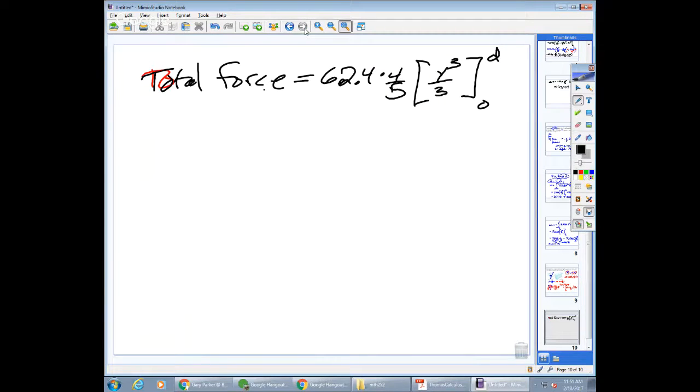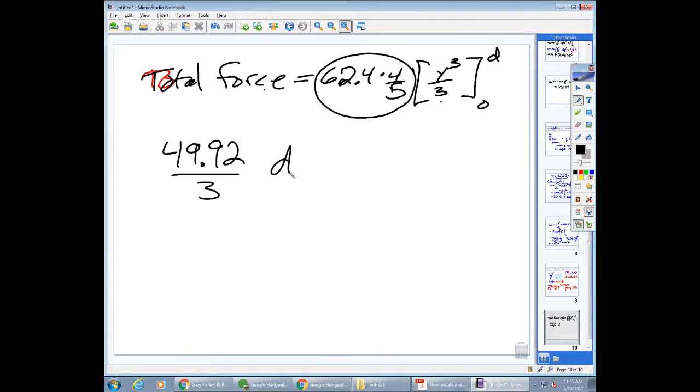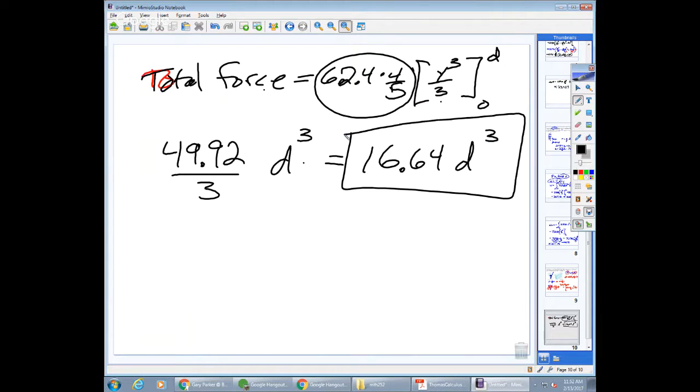Okay, so that's going to give us, I guess we can clean, does anyone clean that constant up right there? 49.92, got it? And does that include the 3 or not? Not including the 3, okay. All right, so d cubed, and dividing by 3 is probably not going to be nice there. Oh no, 3 goes into it nicely. What did you say, 16.64? 16.64 d cubed. Okay, so that's the force.